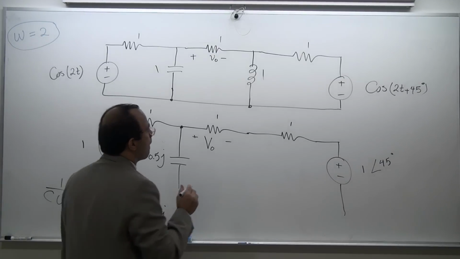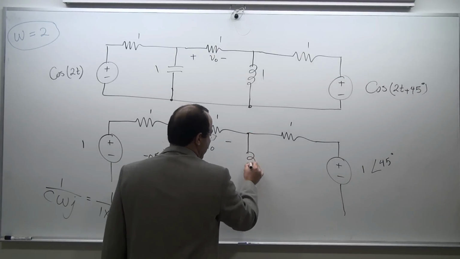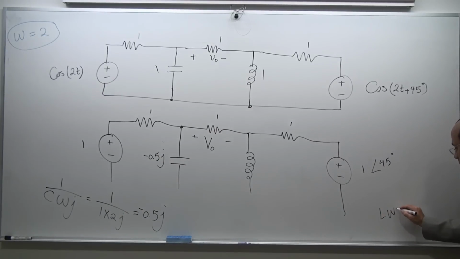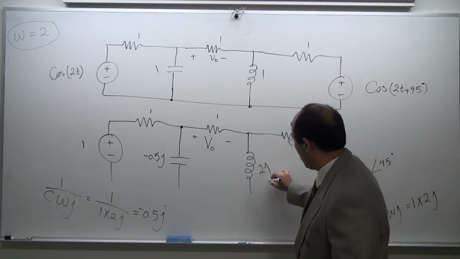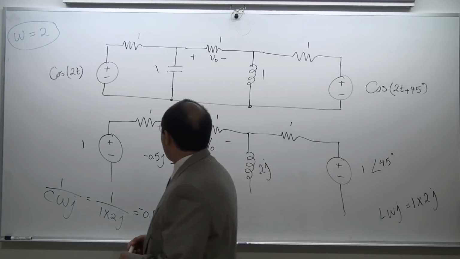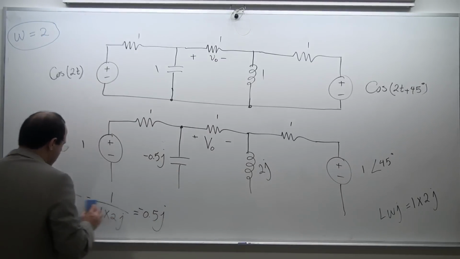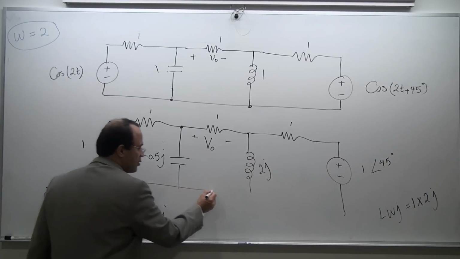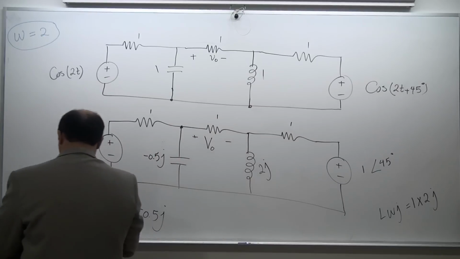Okay. How much is my inductor? My inductor, the formula is L omega j. L is 1, omega is 2, j. This is going to give me 2j. And there is nothing else underneath. So I'm going to erase this to make space for my calculation. The underneath is actually just connected.